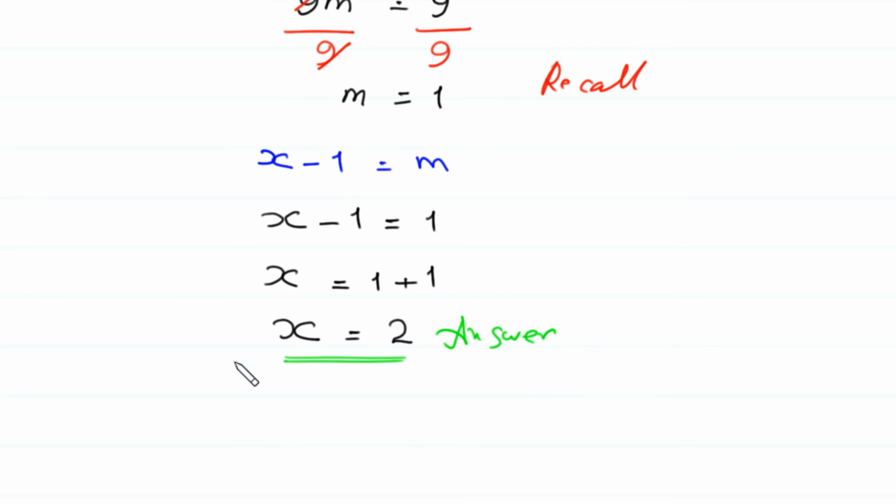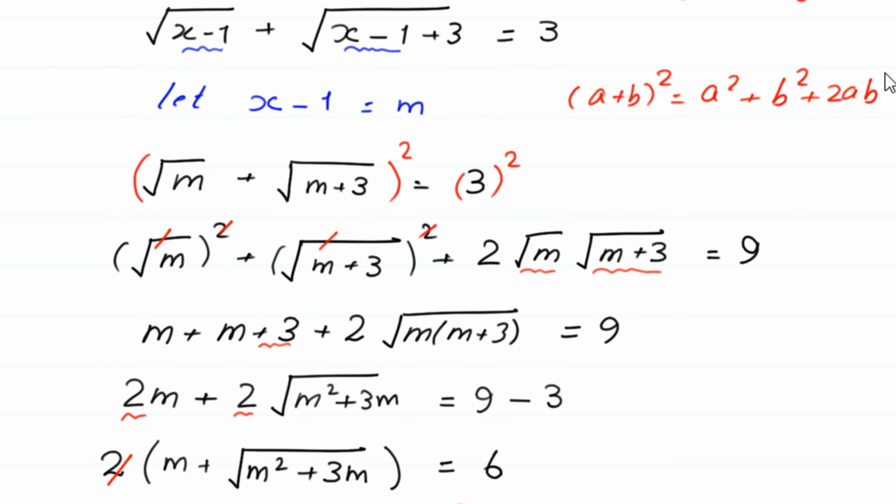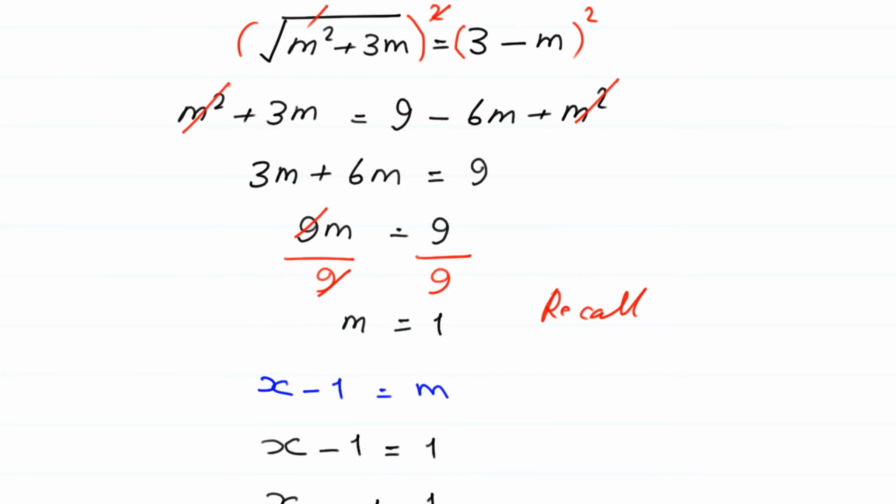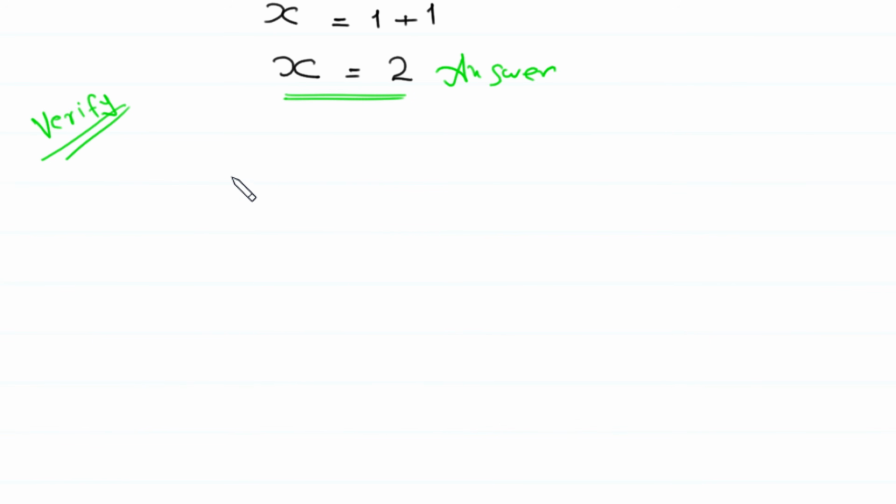Now to verify this value of x, we put this value of x in the original equation. The original equation is square root of x minus 1 plus square root of x plus 2 is equal to 3. In this equation we put the value of x 2.